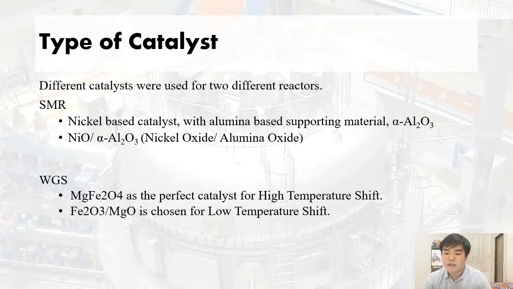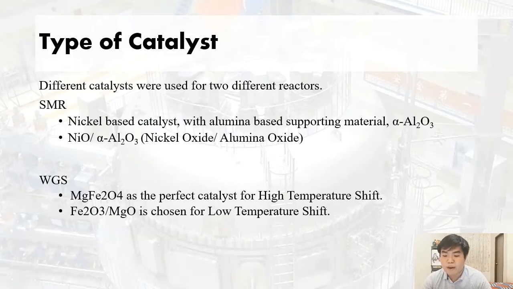Actually, there are also other noble metals that are active for steam reforming, but these materials are generally too expensive to be used in conventional industry. In a nutshell, nickel-based catalyst with alumina oxide as a supporting material is the best choice of catalyst for this reactor. Next, the water-gas shift reaction.